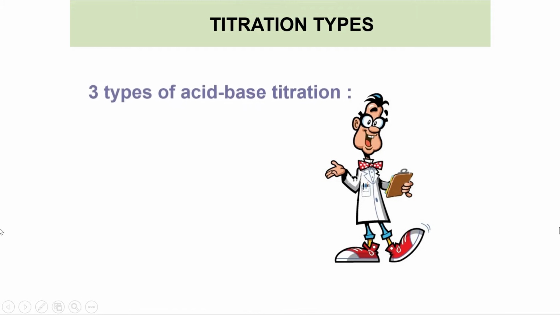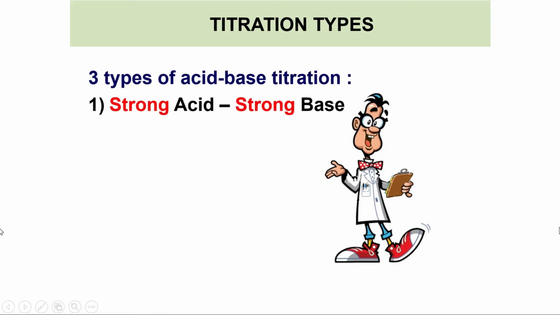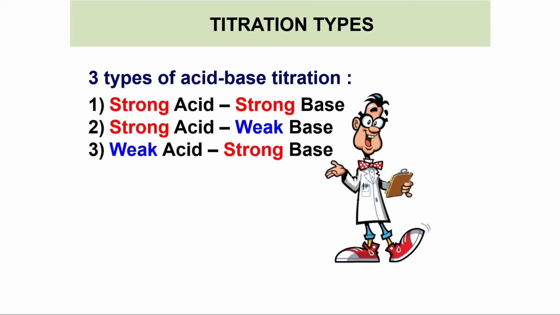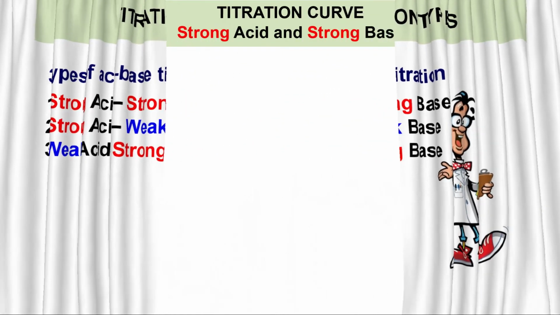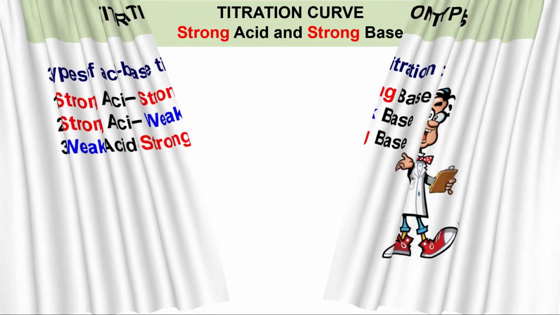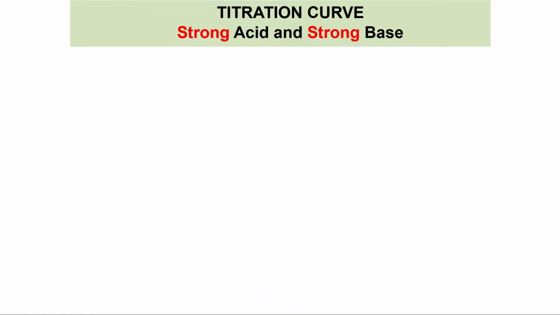So there are three titration types, which are strong acid and strong base, strong acid and weak base, and weak acid and strong base. We are going to look into each titration type one by one in this lecture. We're going to start by sketching the titration curve for a strong acid and a strong base.